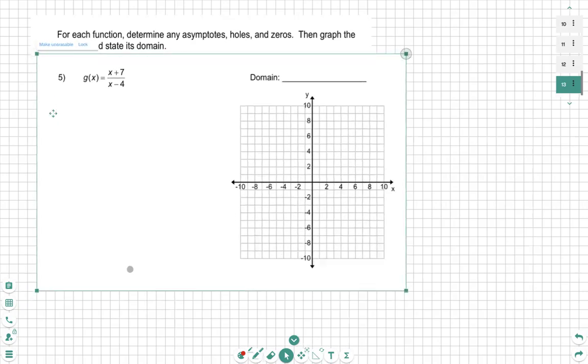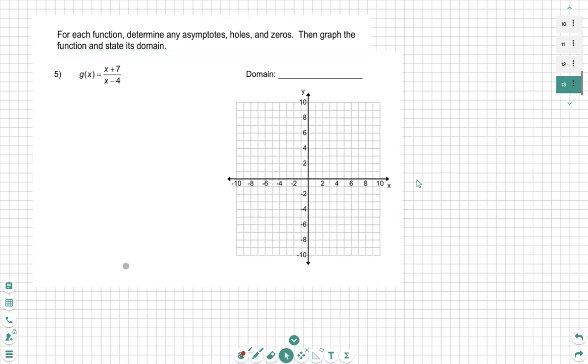The first thing we look for are vertical asymptotes. How we find vertical asymptotes is by finding the restrictions of our given function. And what we do know is you can't have a zero in any sort of denominator. That's not okay. So what we're going to do is take our denominator and set it equal to zero. What we're going to get is x equals 4 is my vertical asymptote.